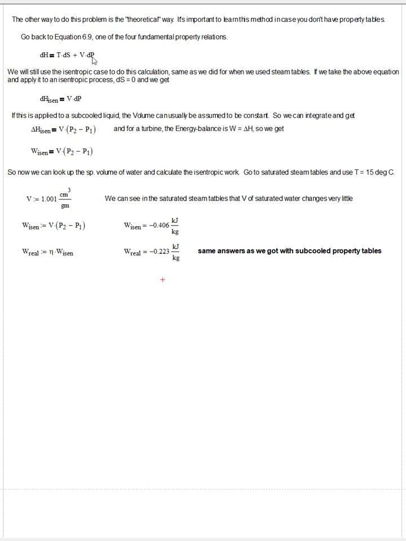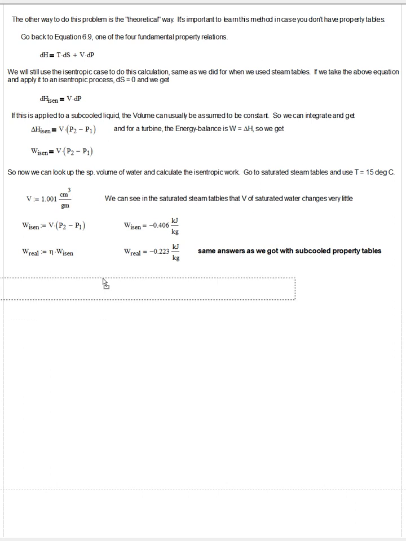We start with a fundamental property relation, isentropic, TdS falls out, and we're left with VdP. Because it's a liquid, we assume that V is constant, and so we get delta H equal to V delta P, which is equal to the work. Look up V, calculate work for isentropic, calculate work for real using the efficiency, and that is what we get. Now, they also ask us to calculate the temperature.